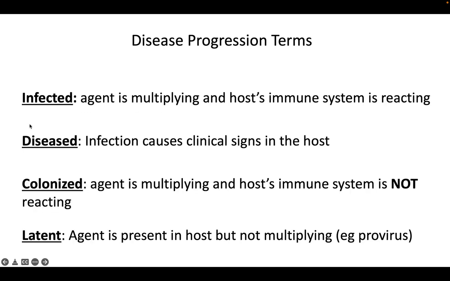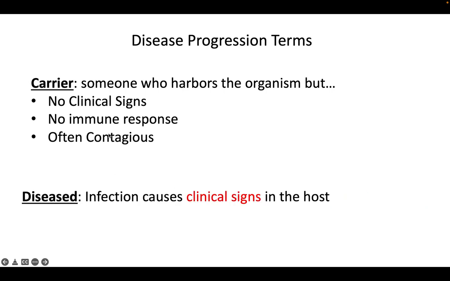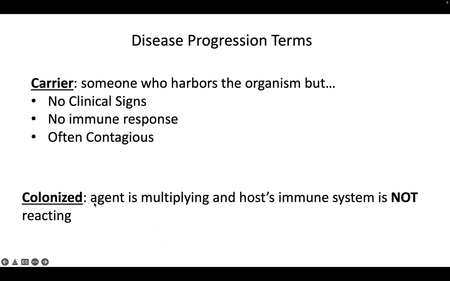So in the context of this group, let's see what it is most similar to. They're not infected because they're not mounting an immune response. They're not diseased because they don't have clinical signs. They might be latent. Latent's close. But with latent, you're typically not contagious when something's in the latent stage. Colonized is what it's most similar to, because when you're colonized, the agent's multiplying and you're not responding. I guess the main difference here is that a carrier is basically just how you would use it in the English language.